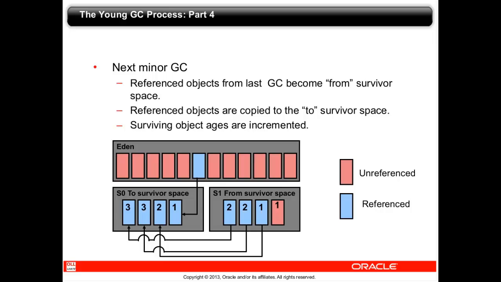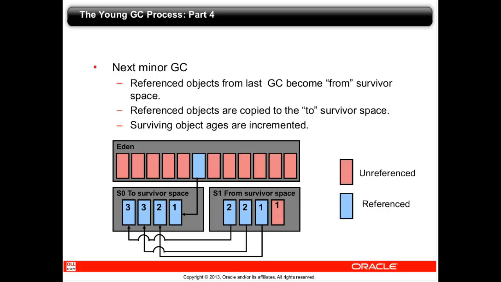If you look at the S1 space, for the next garbage collection, that becomes the from survivor space. So as we age the objects, we're moving them from the from space to the to space, and essentially S1 and S0 are flipping those roles, the from and to. That flips back and forth. One's always the from, the other's always the to, and then at the next garbage collection, they flip-flop.